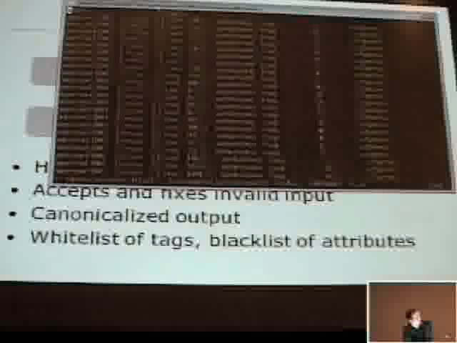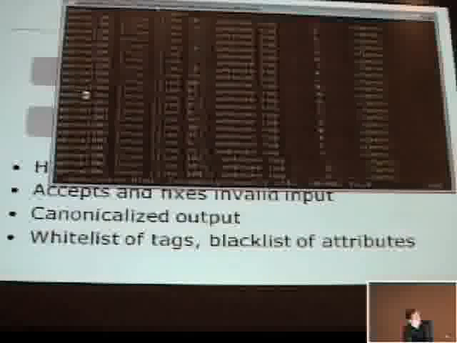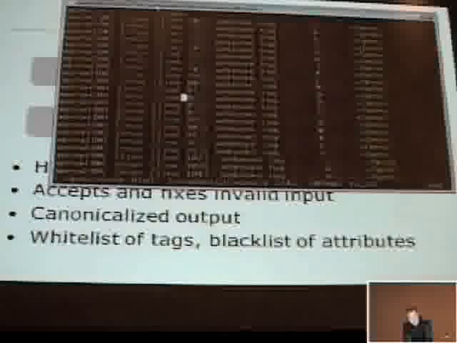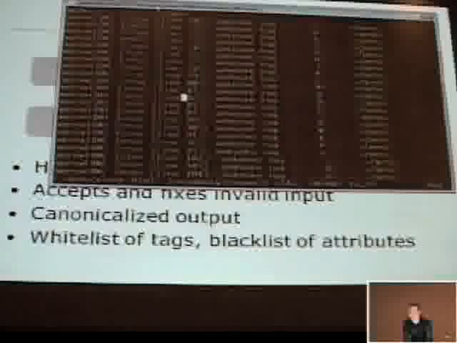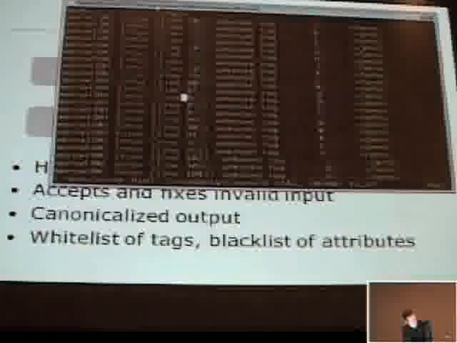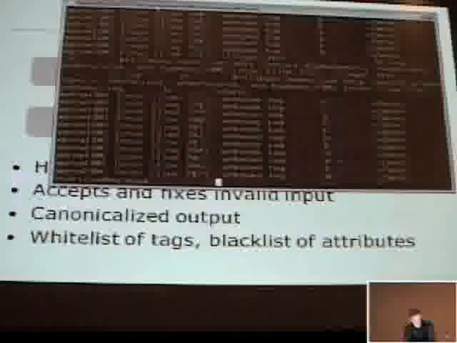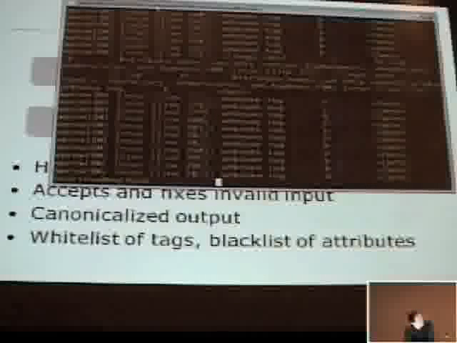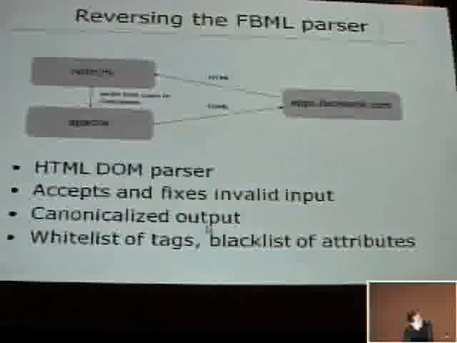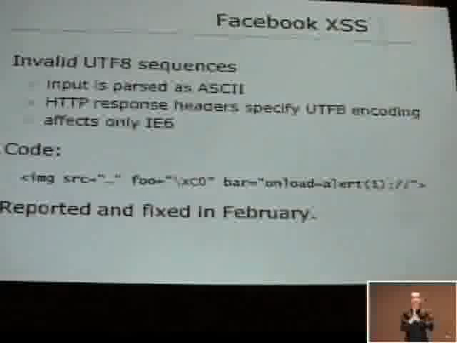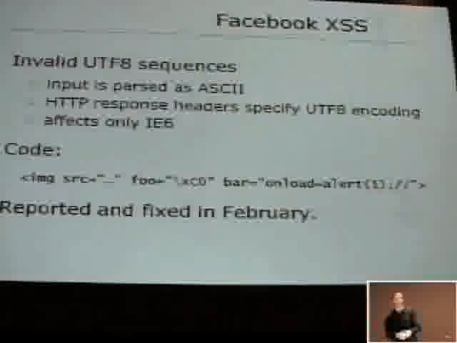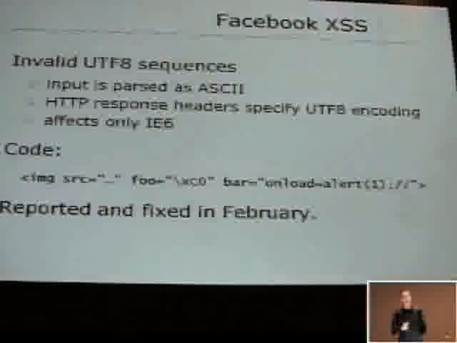And then we also have an error page, which contains errors that the Facebook parser displays. So these are interesting for gaining some understanding of it. But it's not really required. You can do this just with the input and the output. So remember the two browser bugs that I talked about earlier, the UTF-8 invalid sequences and the Firefox attribute name bug. These are the 2 bugs that I'm going to show.